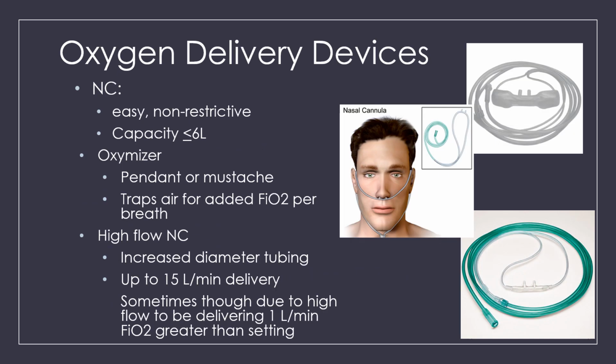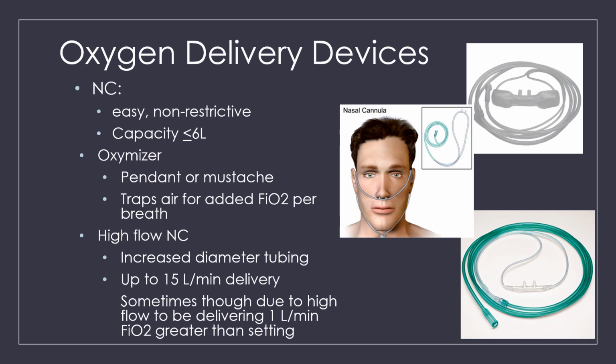So there's plenty of oxygen delivery devices. We're going to talk about many of them. Let's start with the nasal cannula. This is an easy and non-restrictive component with 2 prongs that insert into the nose, hooks around the ears, but the capacity for this is 6 liters per minute max.